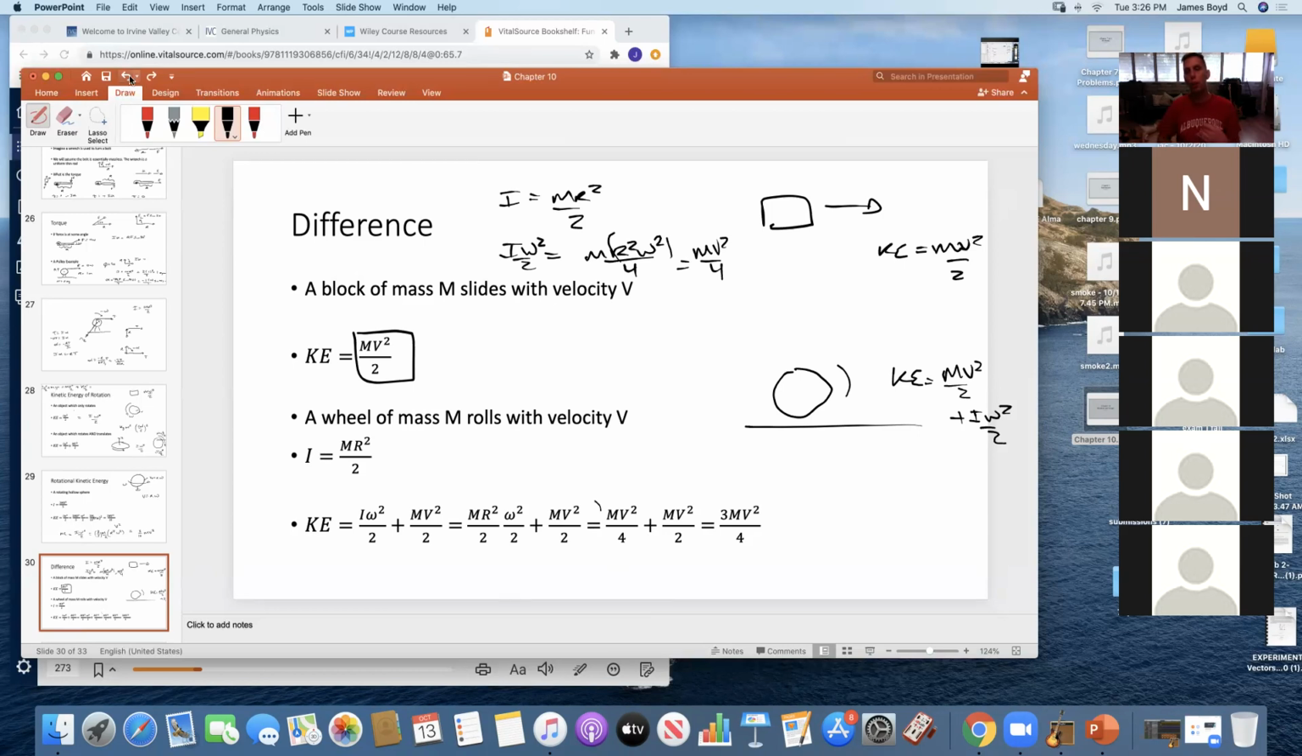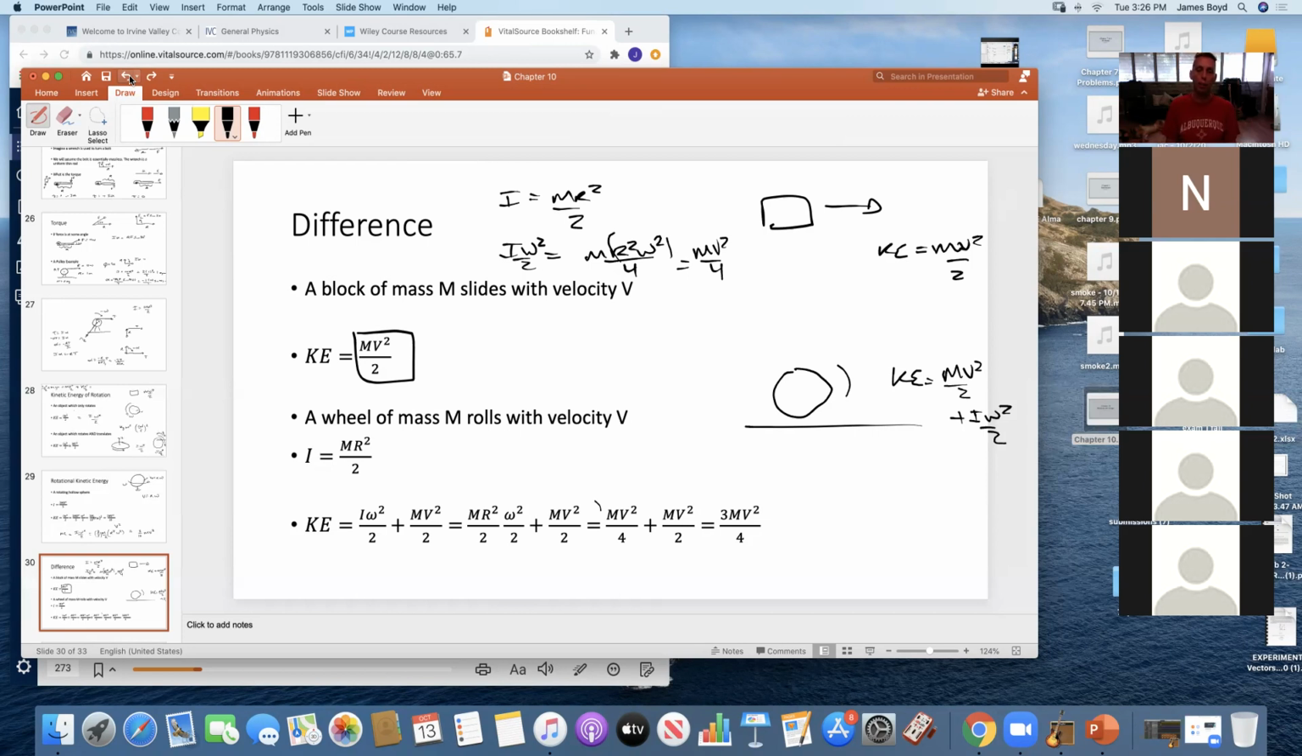What you should be seeing here, what I'm trying to get through to you with this example, is that the rotational kinetic energy is energy as well. If you were to try to stop this wheel, it would take more energy to stop a rotating wheel than it would take to stop a sliding mass.